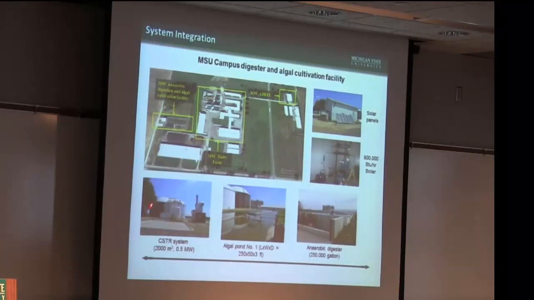So we have our South Campus anaerobic digester, we have our large algal ponds, our research digester, and then some solar, some thermal conversion, and then now we also have combined heat and power at the site.